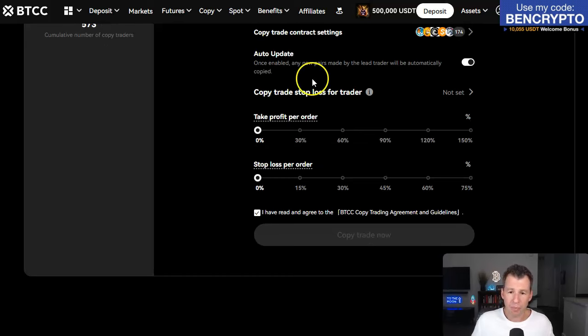They're the experts. Now, take loss per order, you can just leave this blank. Take profit just means if a certain trade you copied reaches a certain amount, like 30% profit, you want to end that trade regardless of whether they've ended it or not. I don't really think you need to do that. Stop loss means if a certain trade is in loss, say 15%, then regardless of whether they've closed the position or not, you want to close that position automatically. You can do that. Once you fill all the settings in, click copy trade now, and you are good to go.